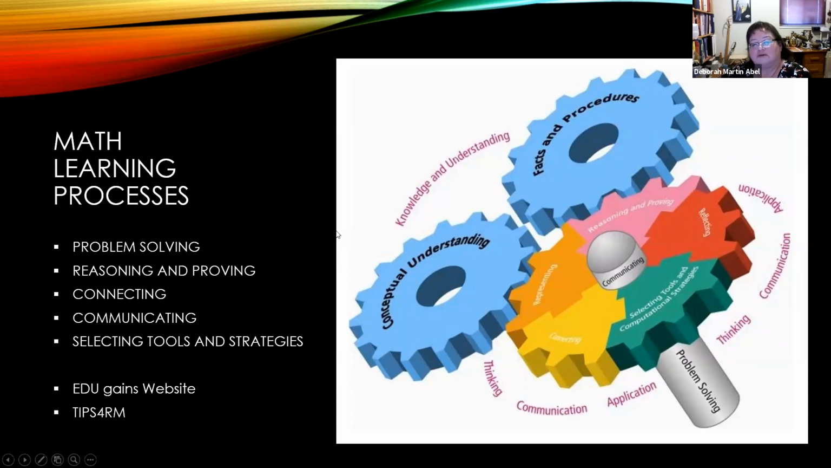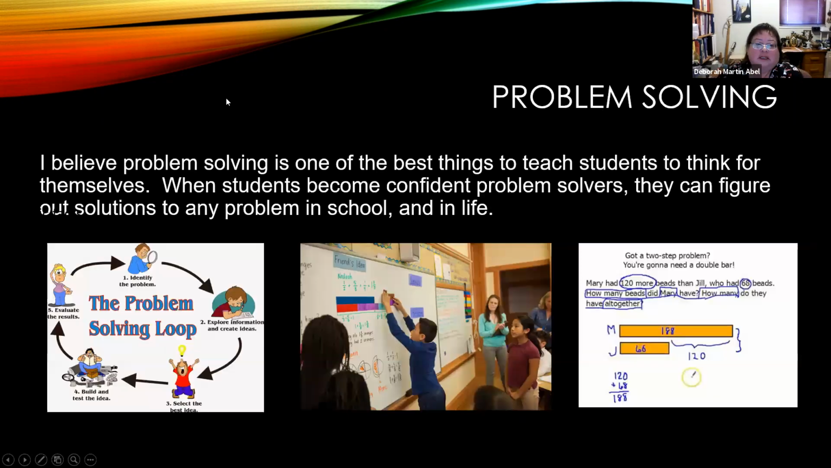So I do a lot of problem solving. That's like the main gear there, the stable thing, and then everything works around that. I believe problem solving is one of the best things to teach students to think for themselves. It's really hard in the beginning, but you just keep going at it.